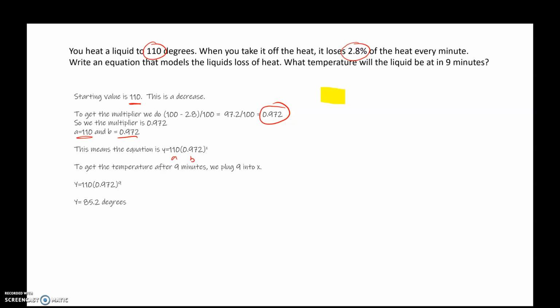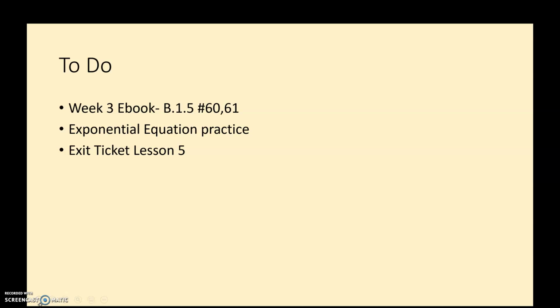Now, to get the temperature after 9 minutes, we're going to put 9 into the x position, which is what happened right there. Type that into the calculator, and you will have this liquid at 85.2 degrees after 9 minutes. Look, that's this stuff in a nutshell, guys. As long as you know your increase and decrease, you can plug those things right in to get your multipliers. All right, so your task for the day is to do these 3 items.